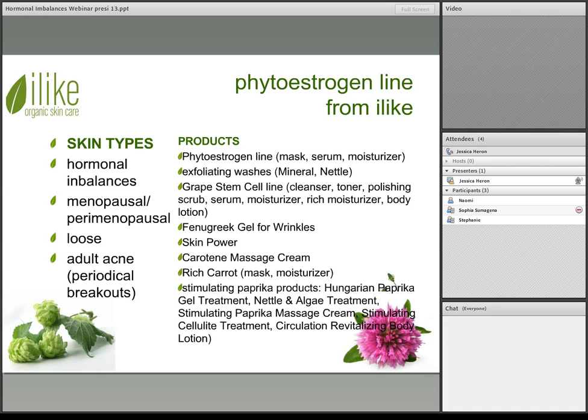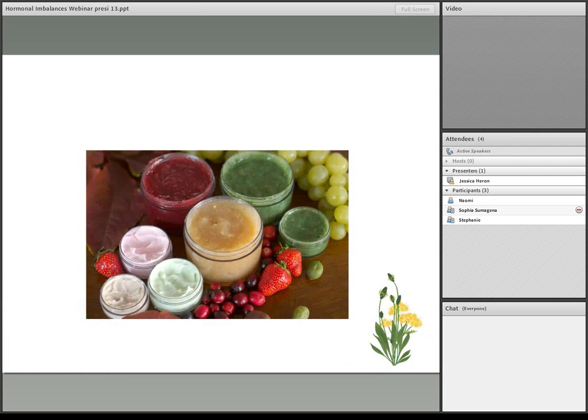Okay, so today we are going to demonstrate the phytoestrogen facial, utilizing a lot of the products that we were just talking about in that facial treatment. It is a 60-minute treatment.